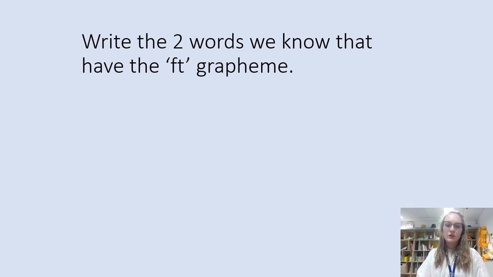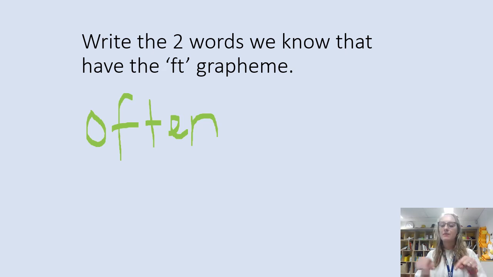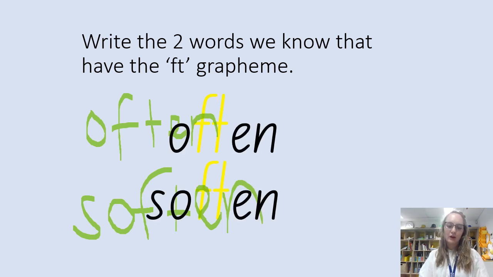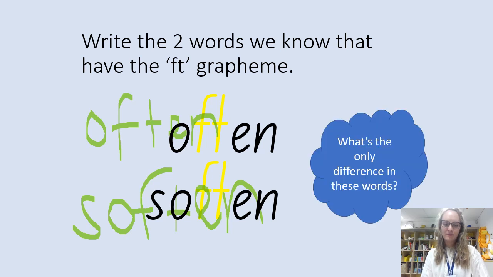Okay, write two words that we know that have the FT grapheme. If you would like to write one, you can. I'm going to help you out and write the one about when something happens quite a lot, often. Do you remember what the other one is? It's to make something soft. So the word is easy to remember because it's the word soft, which we can all spell, and EN. Okay, often and soften. There you go. My beautiful highlighter writing is covering that, but that's how you spell it, okay?